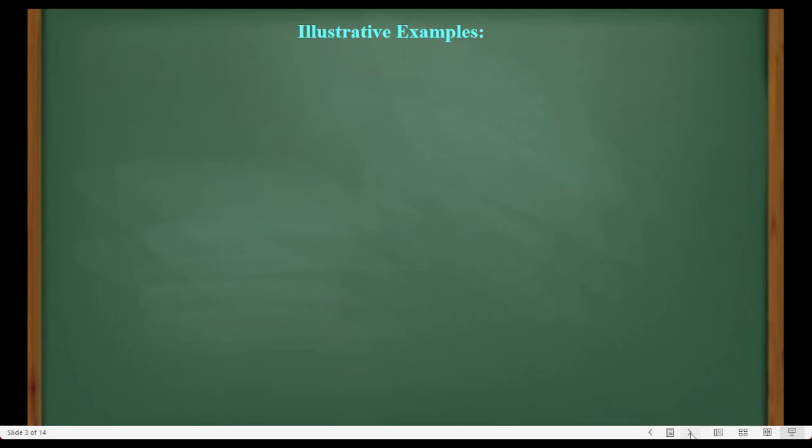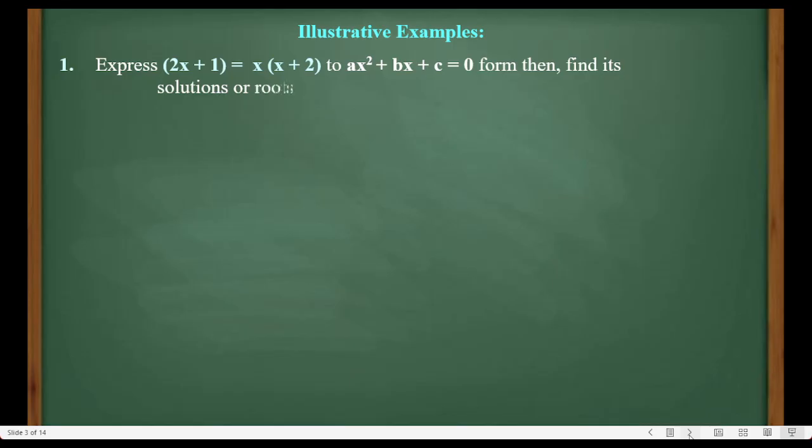Now we go directly to some illustrative examples, and let us consider the first item, number 1. We are going to express the given equation, 2x plus 1 equals x times the quantity x plus 2, to ax squared plus bx plus c equals 0 form, or the standard form. Then afterwards, upon getting this form, we are going to solve it or find its roots or solutions.